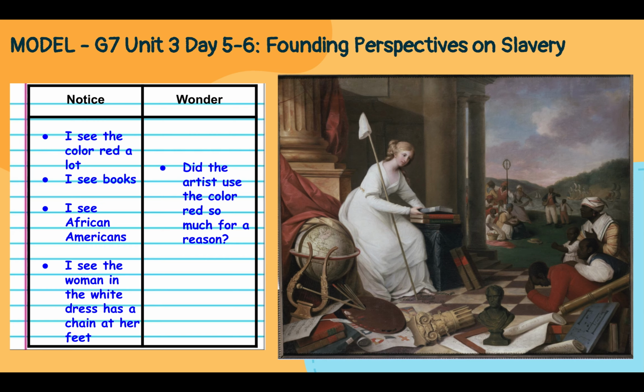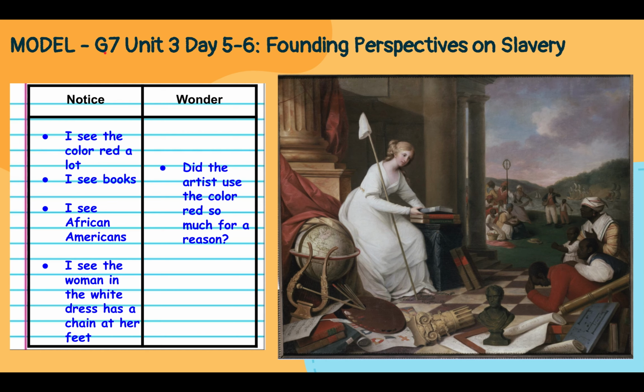One wondering that I had when looking at this image was, did the artist use the color red so much for a reason? Often artists tend to use specific shapes or colors or like repeating objects in a picture or an artwork or a video in order to symbolize something. So that's something that popped into my head right away.